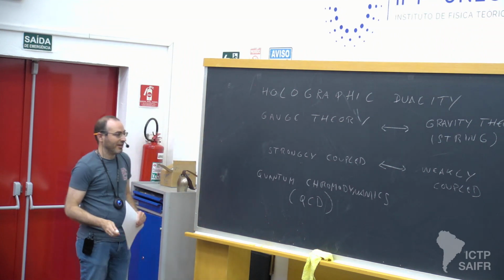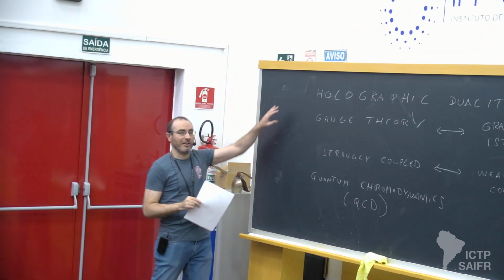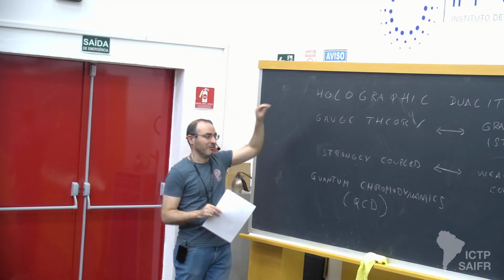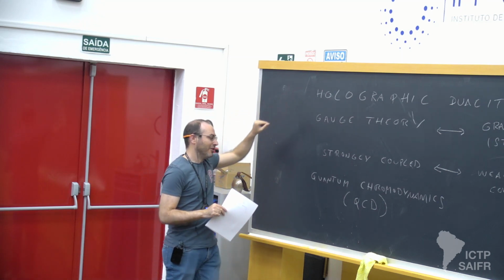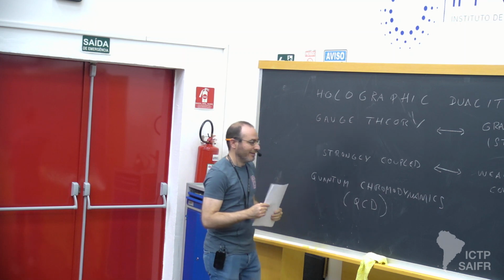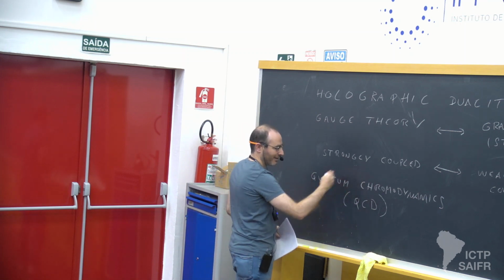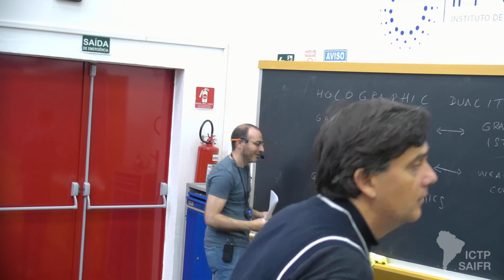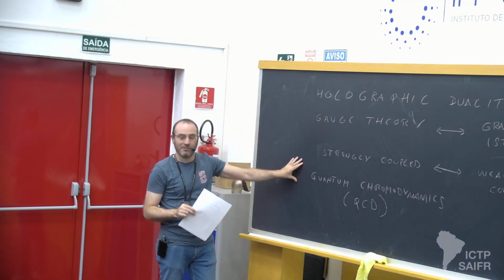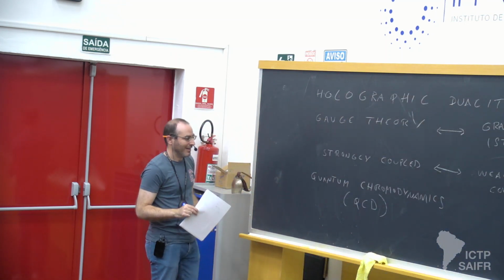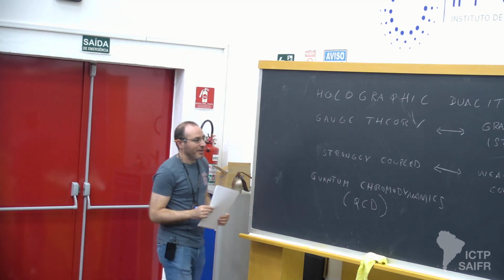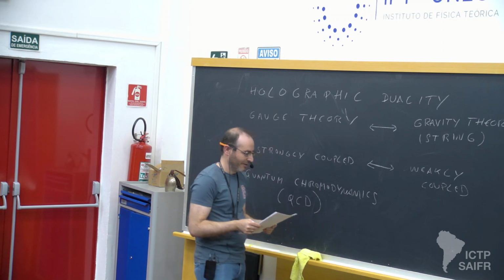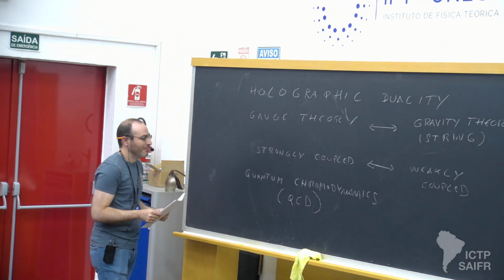Since the very beginning, when the holographic duality was proposed, people started thinking about how to use it to do calculations for quantum chromodynamics, or find the values of observables for this theory, by using the duality and doing the calculation in the gravitational theory.